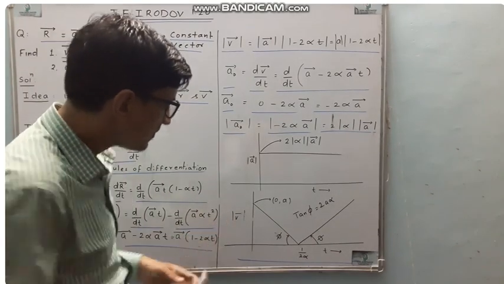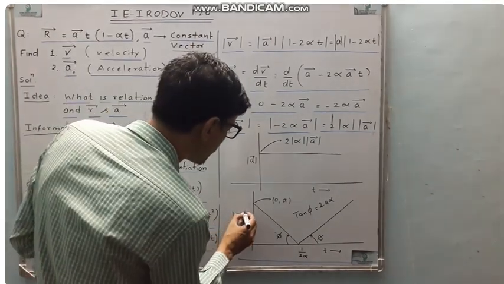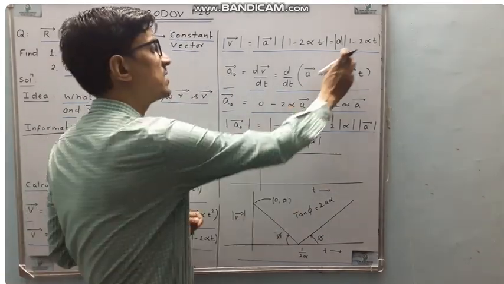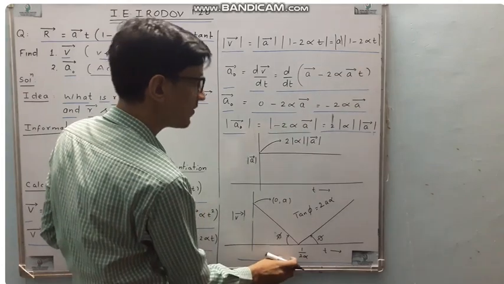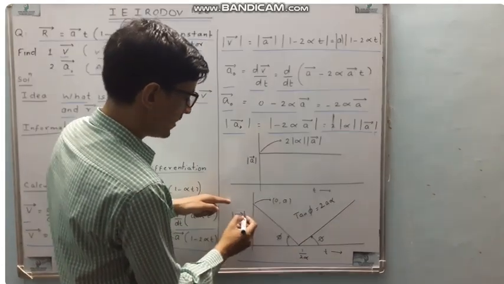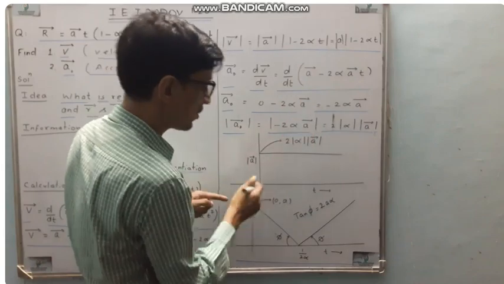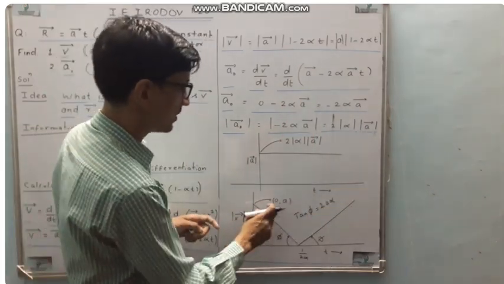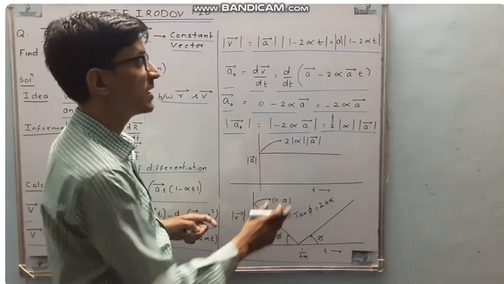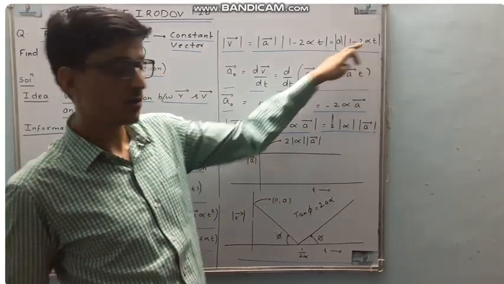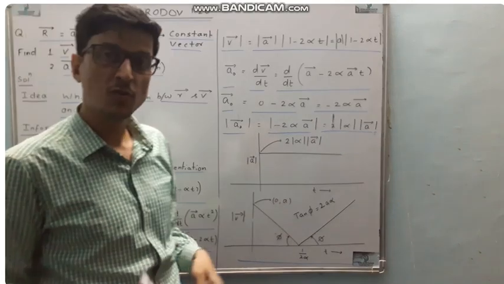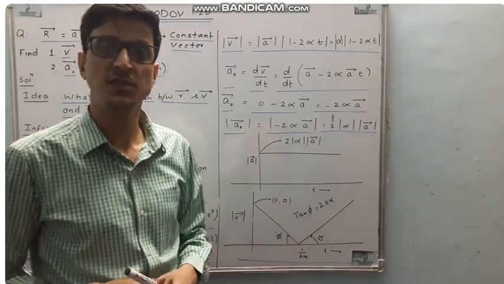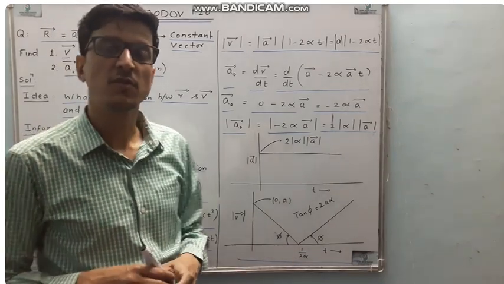And if you draw the speed-time graph, then the graph will be a simple mod function. At the point t equals 1 upon 2 alpha, the value of speed will be 0, and we know that a mod function in a single term is V shaped, and at t equal to 0, the value will be (0, a). You just substitute t equal to 0. So we have got the coordinate (0, a). We know the shape, we know when it will be 0, so it is a V-type shape. In this way you can solve your question.